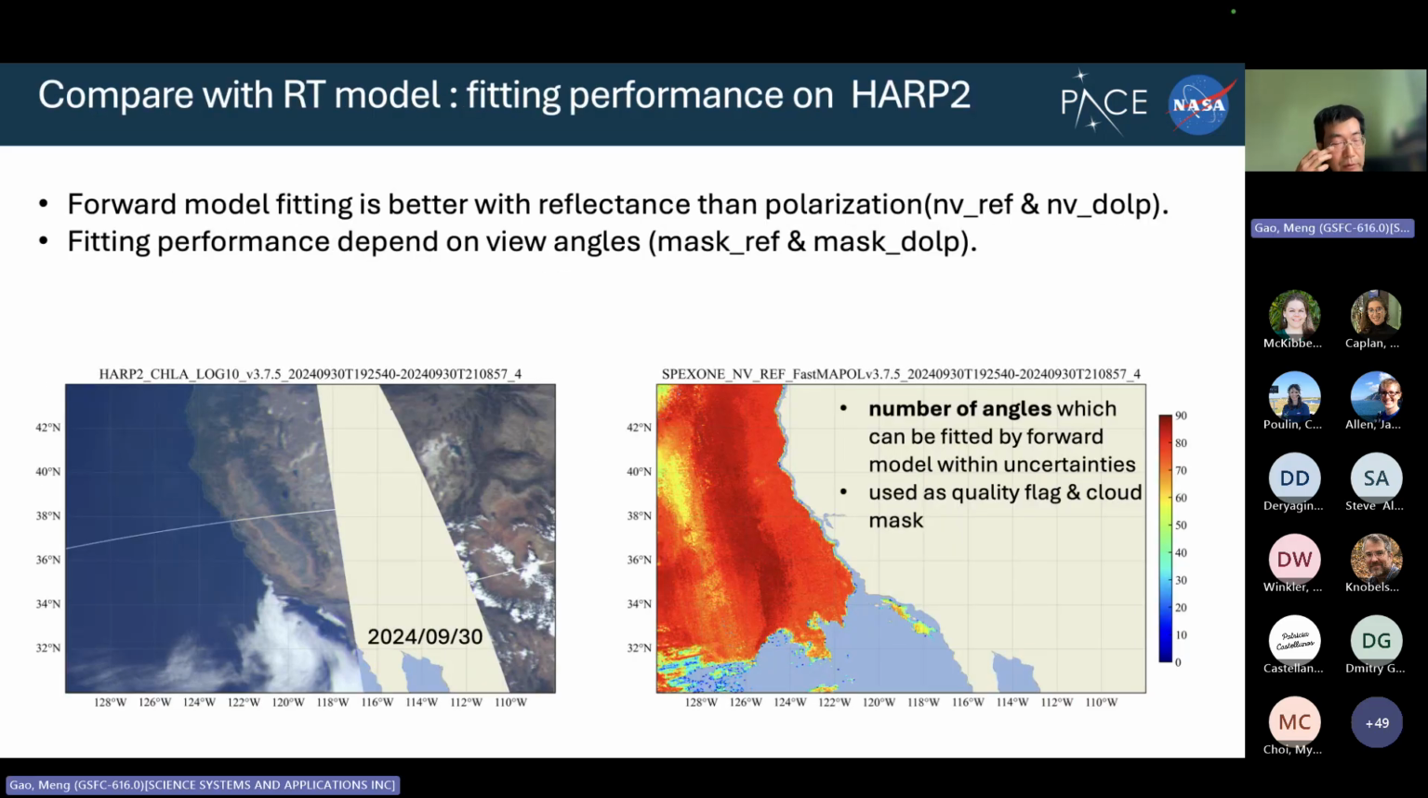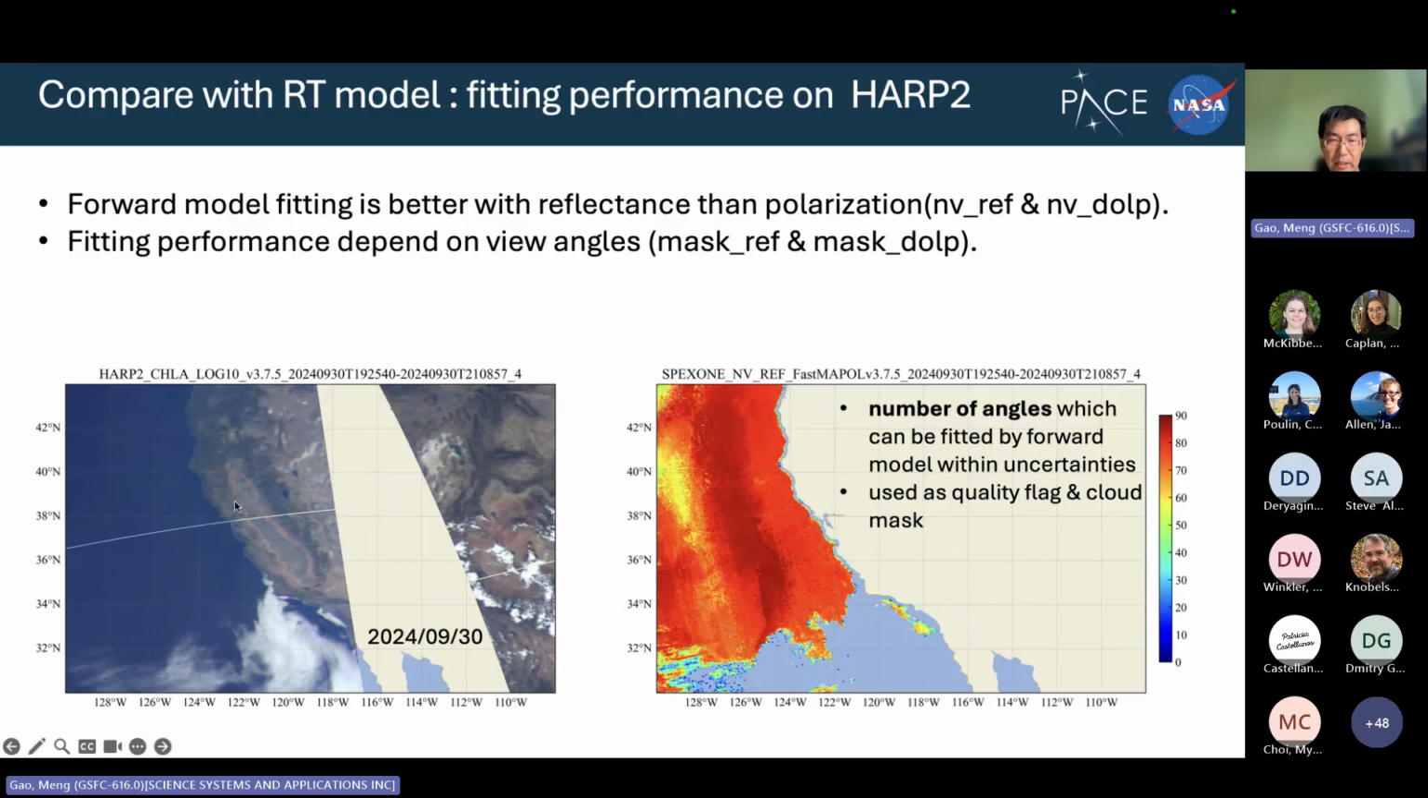So the first thing I want to mention is, as I said, we try to understand whether the forward model can fit the measurement, right? That's the basic thing we try to confirm, and also which angle or which measurement cannot be fitted. That will indicate some issue with either the calibration or the forward model assumptions. And I'm showing you some examples here.